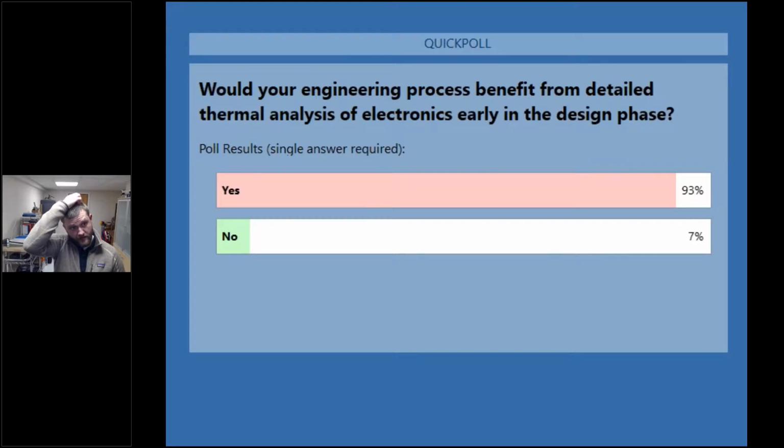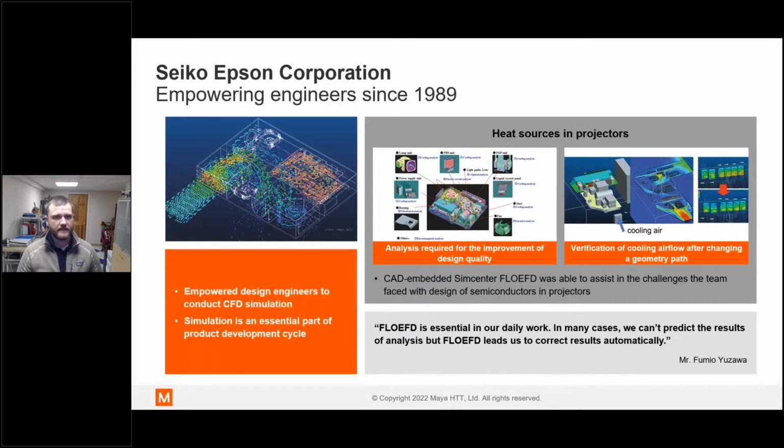So just to finish up here, a success case. I wish I could blow this graphic up a little bit. Seiko Epson Corporation is designing a projector here, and this projector has a ton of components and a ton of small parts. Rather than trying to pick this apart and decide which of these components we can get rid of for analysis, what's relevant and what's not, they were able to use FlowEFD to rapidly accelerate their analysis for something like this.